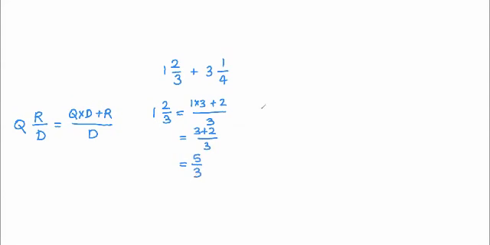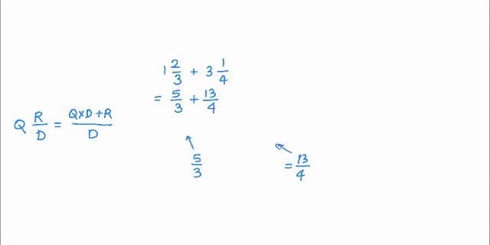In the same way, 3, 1 upon 4 is equal to 3 into 4 plus 1 upon 4. 3 into 4 is 12. 12 plus 1 upon 4, which is equal to 13 upon 4. So we have converted the mixed fractions into improper fractions, and now we will do the addition. That is equal to 5 upon 3 plus 13 upon 4. Let me get rid of these also now, because we have already used them.